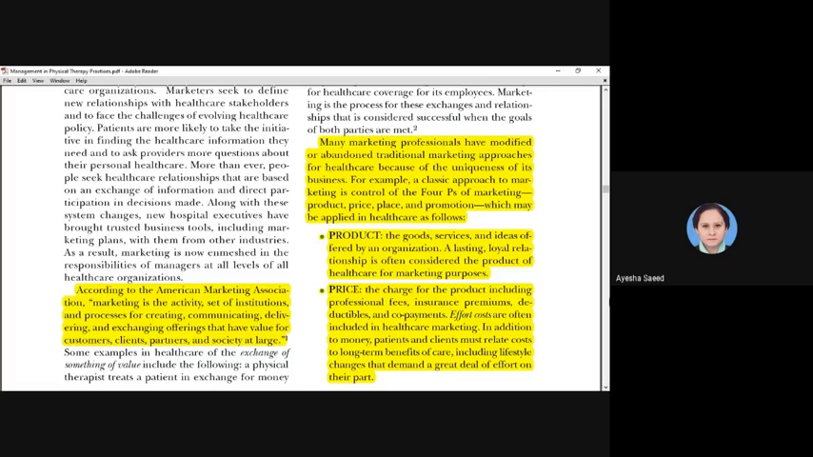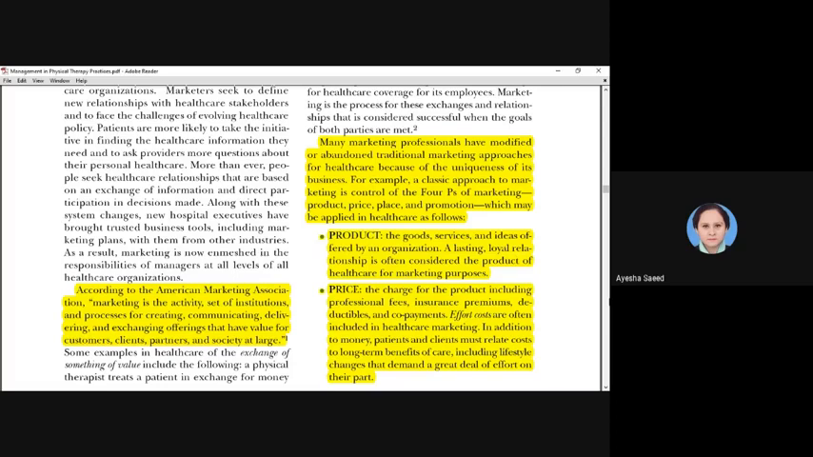Many marketing professionals have modified or abandoned traditional marketing approaches for healthcare because of the uniqueness of its business. For example, a classic approach to marketing is control of the 4 Ps of marketing: product, price, place, and promotion, which may be applied in healthcare as follows.